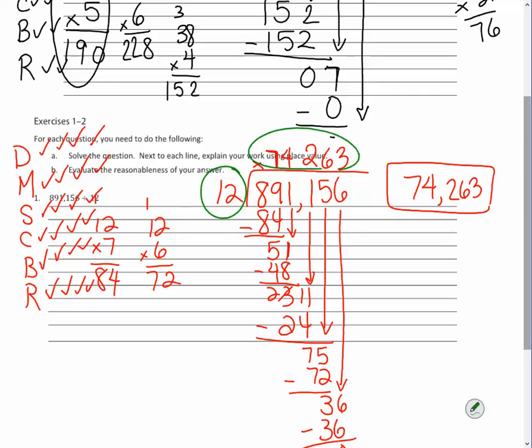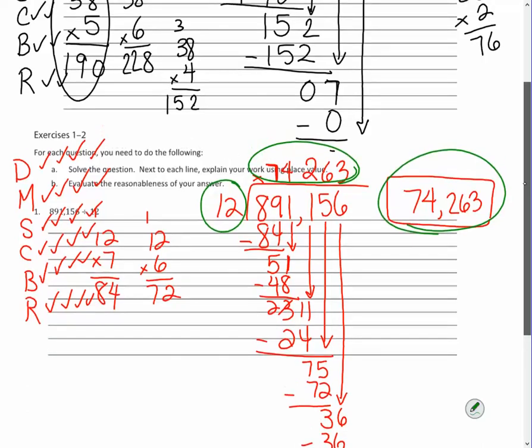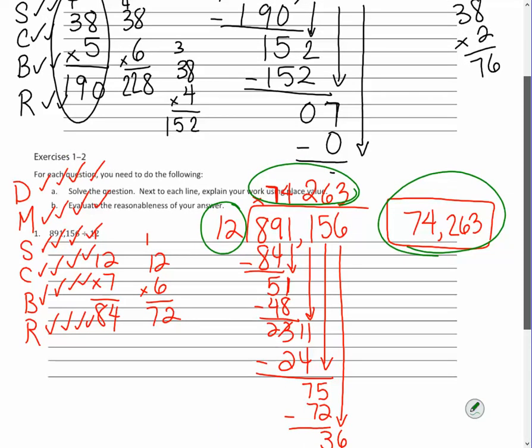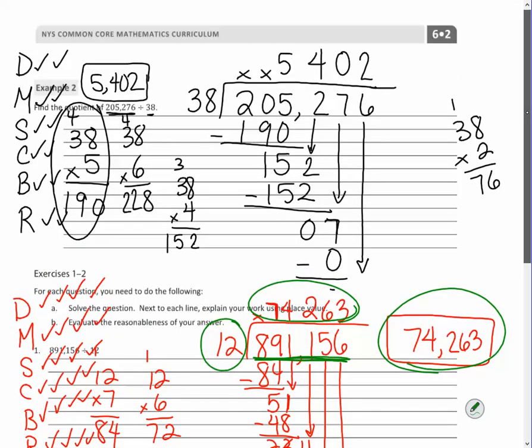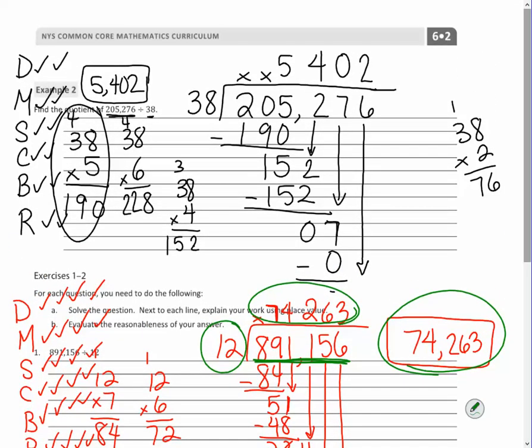Now, a way to check your work is to, on any of these, take this divisor and your quotient and multiply them, and you should get your dividend right in there. So for example, if you take 38 times 5,402, when you multiply that, you should get 205,276. All right, so that's a way to check your work.